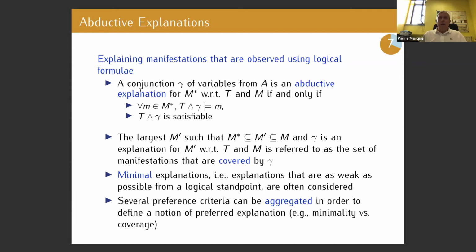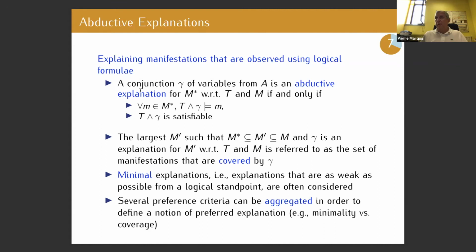And as you surely know, typically there exist many abductive explanations. Often one prefers minimal explanations. Minimal explanations are the weakest ones from a logical point of view. So they are in some sense the most plausible ones where you do not have any information about, for instance, the probability of disease.